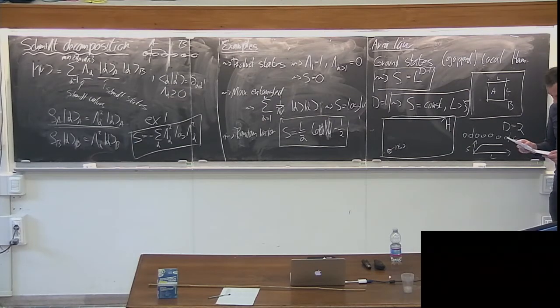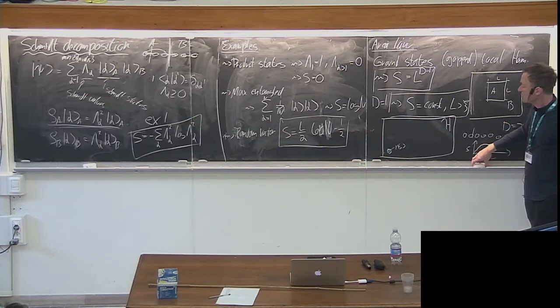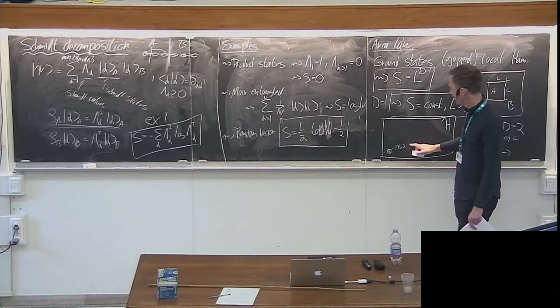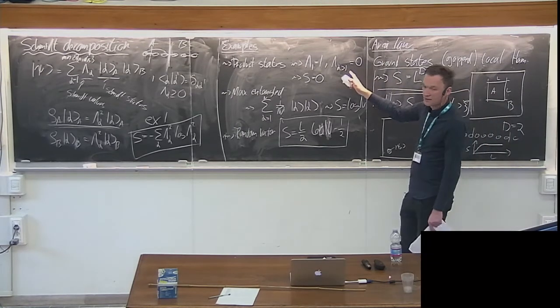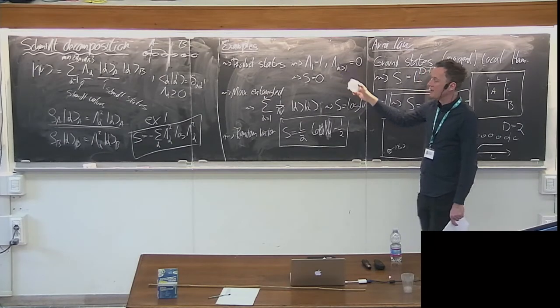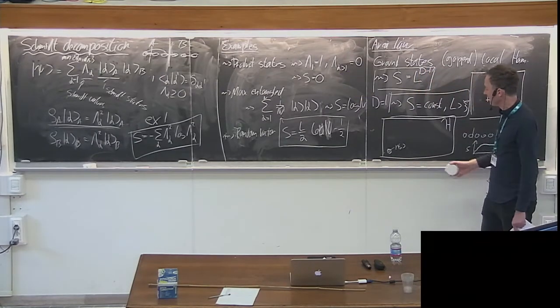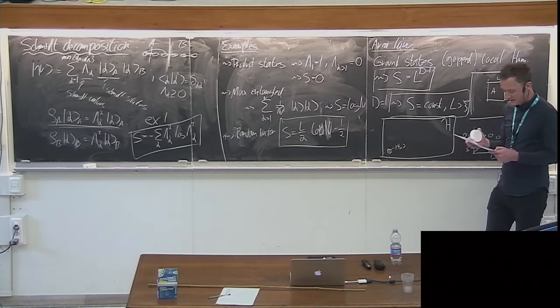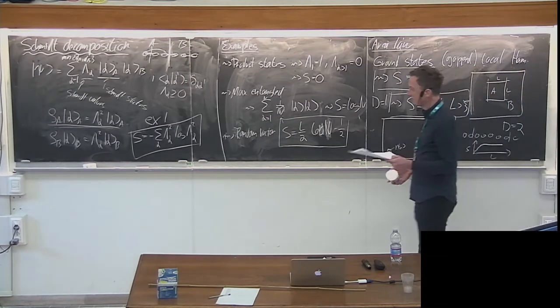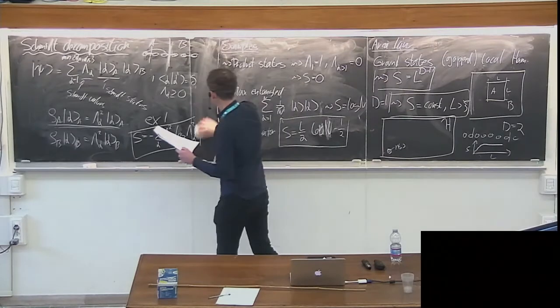So what I want to do now is to use this fact that we have states which have an area law, so that we have states that are close to product states. I want to introduce a concept for how we can describe this small corner of the Hilbert space efficiently. And this brings us to the so-called matrix product states.